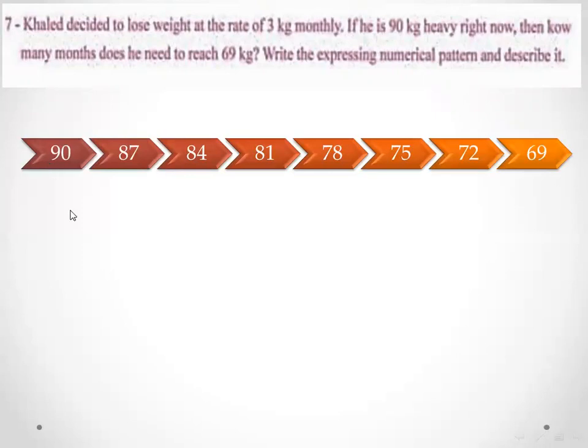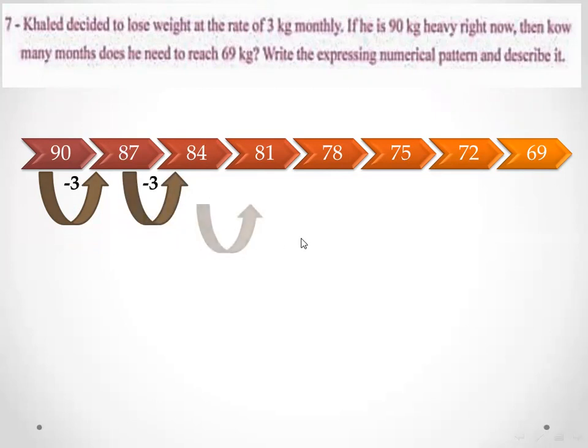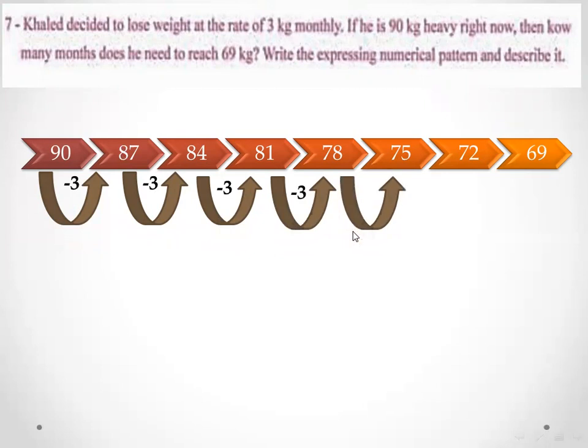First, he's 90. He's going to lose 3 kilograms. He's going to be 87. Lose a second 3 kilograms. He's going to be 84. Lose a third 3 kilograms. He's going to be 81. Losing another 3 kilograms, he's going to be 78. Another 3 kilograms, 75. Another 3 kilograms, he's going to be 72. And finally, he reached what he wants.